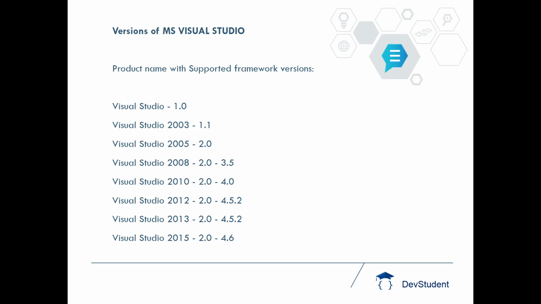For example, 2003 supports 1.1, 2005 supports 2.0, 2008 supports 2.0 to 3.5. Like that, 2015 supports 2.0 to 4.6. Like that, different versions of the framework are supported by different versions of Visual Studio.